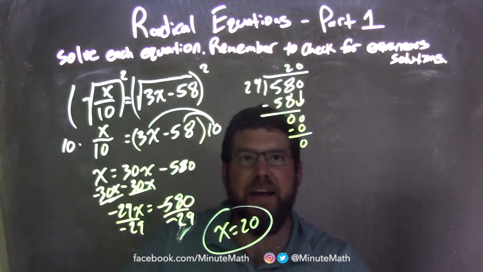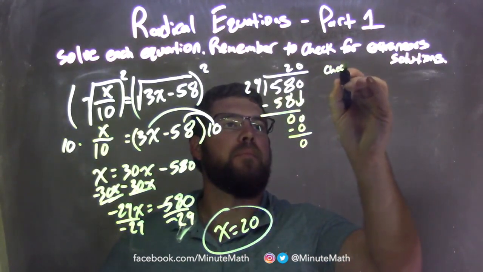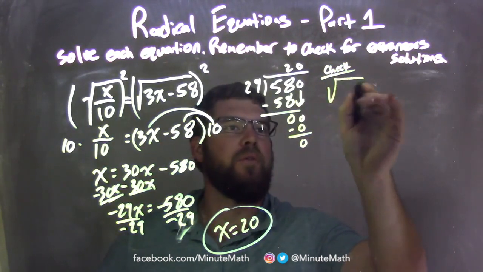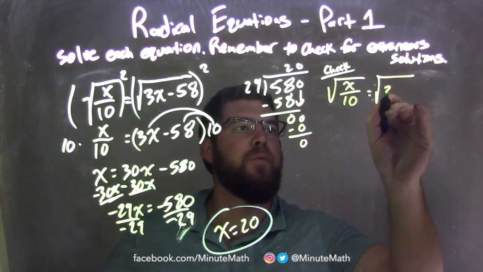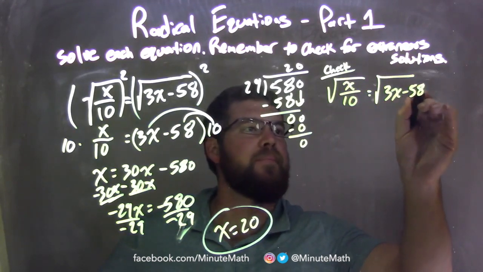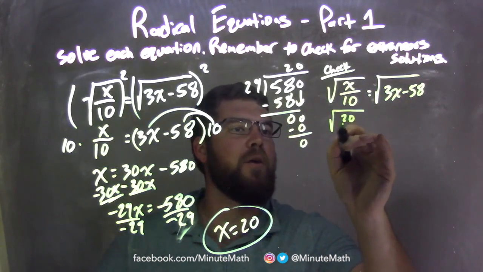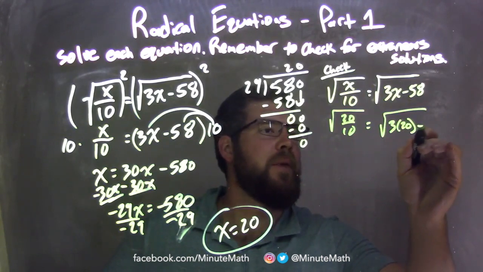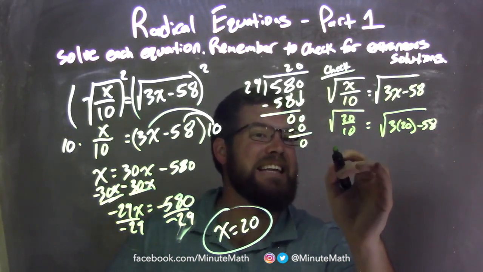But I still have to check it, right? Check it. So to do that, I'm rewriting my equations. So I'm going to write the square root of x over 10 equals the square root of 3x minus 58. Now I'm plugging 20 in for both x's. So I have square root of 20 over 10 equals the square root of 3 times 20 minus 58. Okay? Well, 20 divided by 10 is just 2.